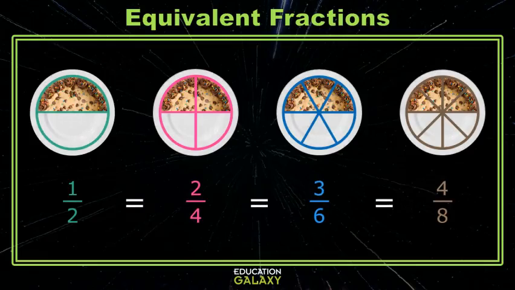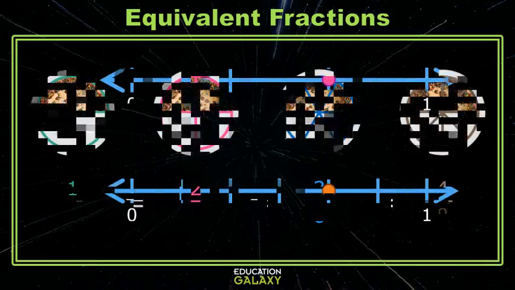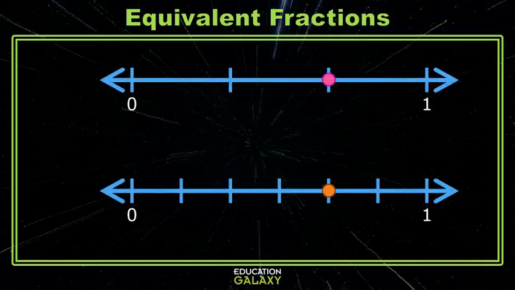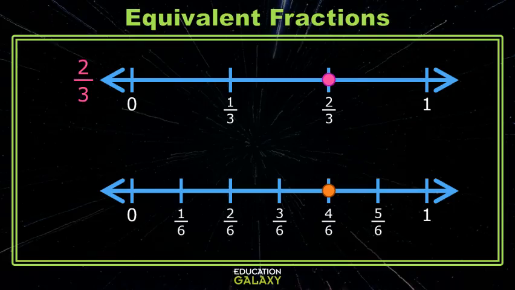Let's take a break from all this cake talk and check out some examples with number lines. Here I have two number lines. They both cover the same space from 0 to 1. The number line on top is cut into 3 pieces. The dot's 2 spaces over, and that represents the fraction 2/3. On bottom, the number line's cut into 6 pieces, and the dot is 4 spaces over. It represents the fraction 4/6.